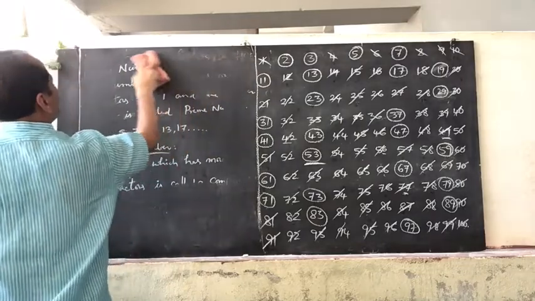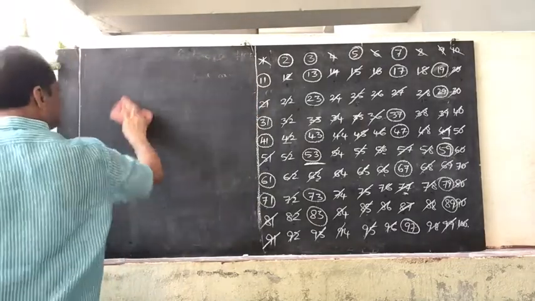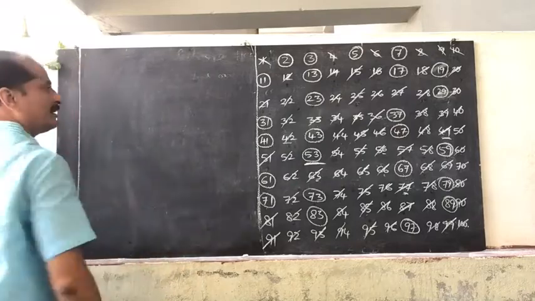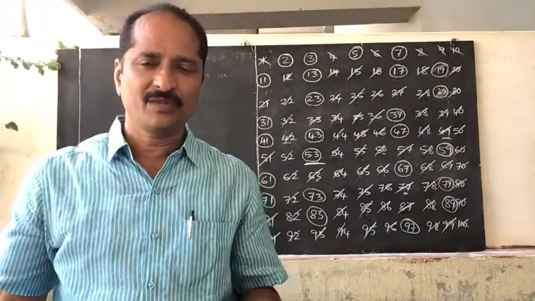Now how many prime numbers are there here, you can check carefully, and like this you can write down the prime numbers from 101 to 200, the same way.